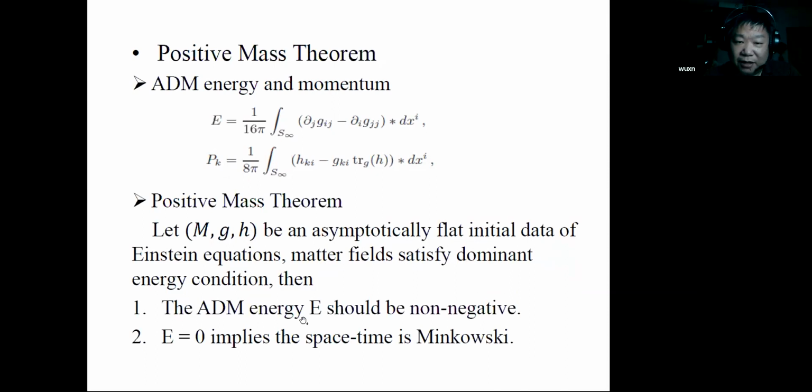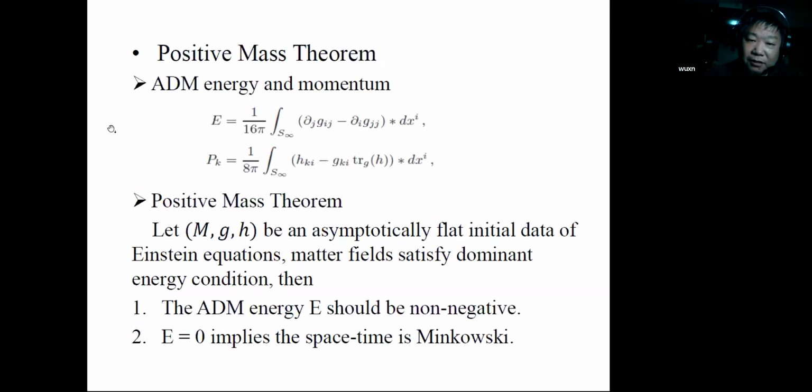The first is that the ADM energy should be non-negative. And the second one is a rigidity result. It means that if the ADM energy equals 0, it implies that the initial data should be Euclidean space and the spacetime should be Minkowski. And that's the standard positive mass theorem.